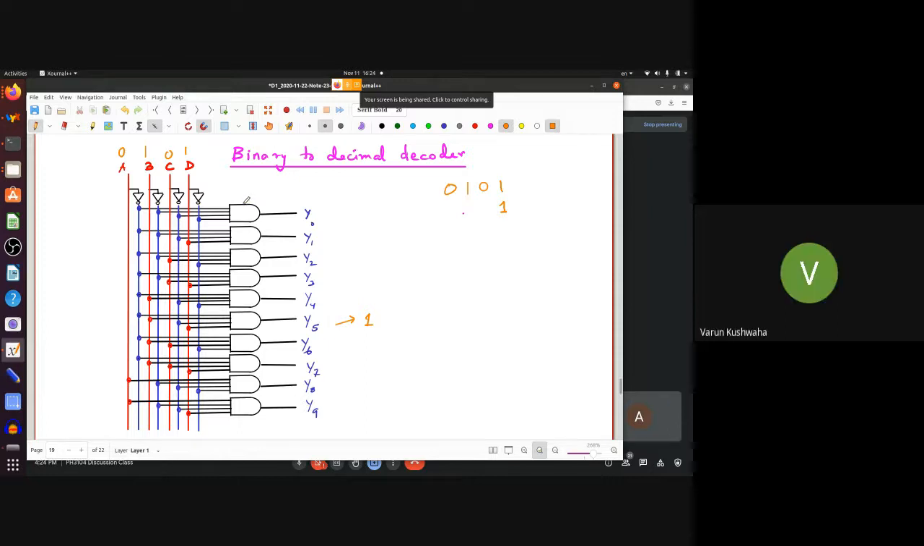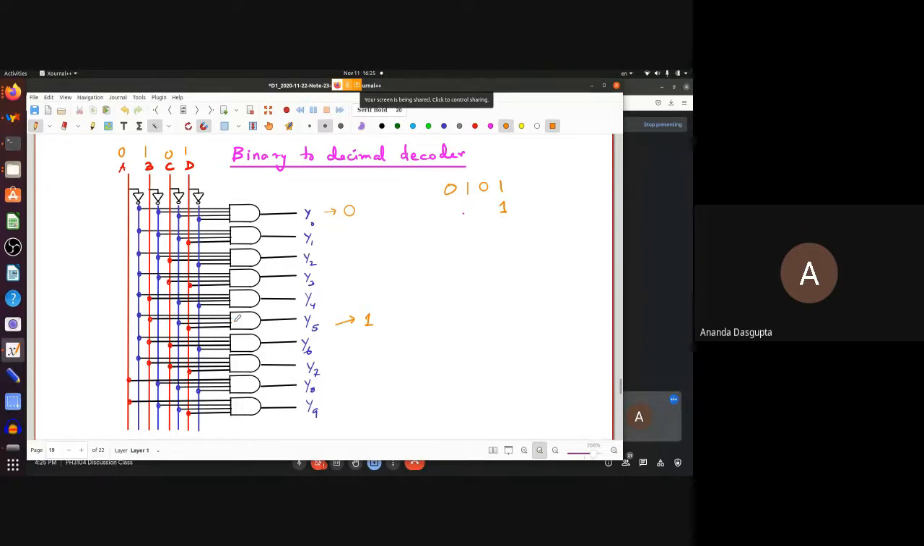No, of course not, because this one is high, A being 0, A bar is high, but B is 1, so B bar is low. So here, B bar is low. Similarly, C bar is high, but D bar is low. So 2 of the 4 inputs of this AND gate are high and 2 are low. Of course, this means Y0 is going to be 0 because all 4 inputs are not high.